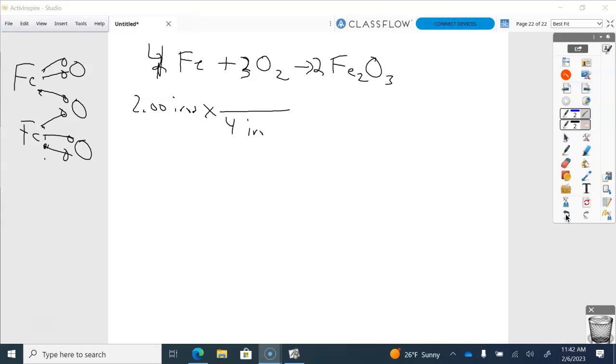Okay? All right. So now that I've got that, for every 4 moles of iron, or Fe, I make how many moles of iron 3 oxide? I make 2 moles of Fe2O3. And then my calculator, 2 times 2 is 4, divided by 4 is 1. 3 digits.